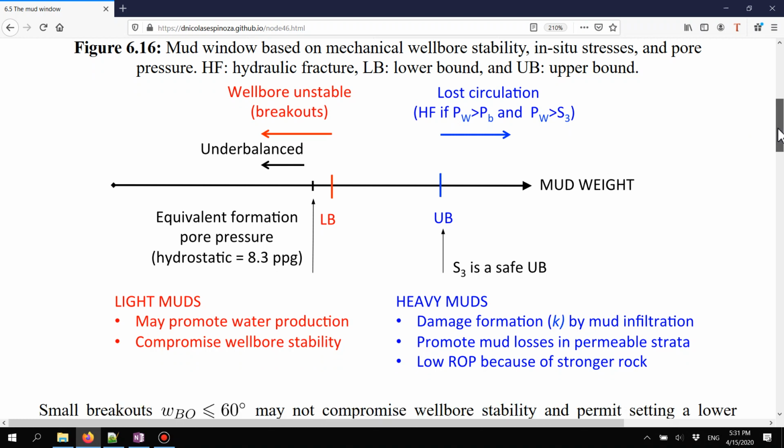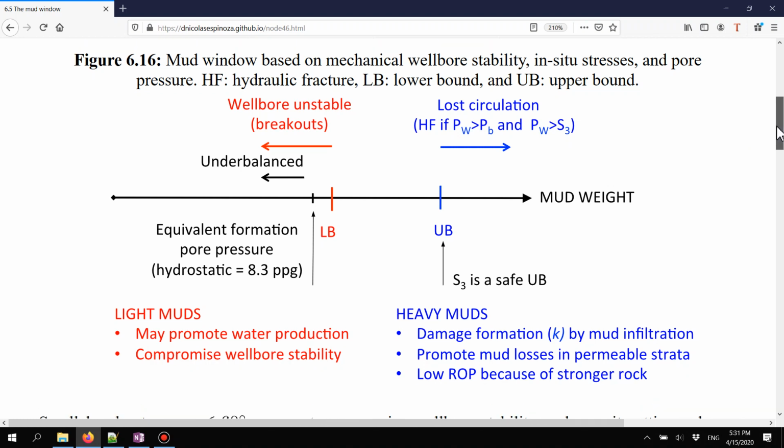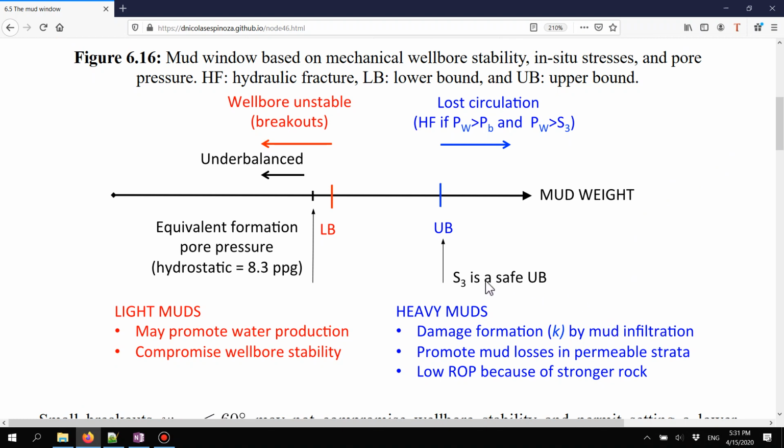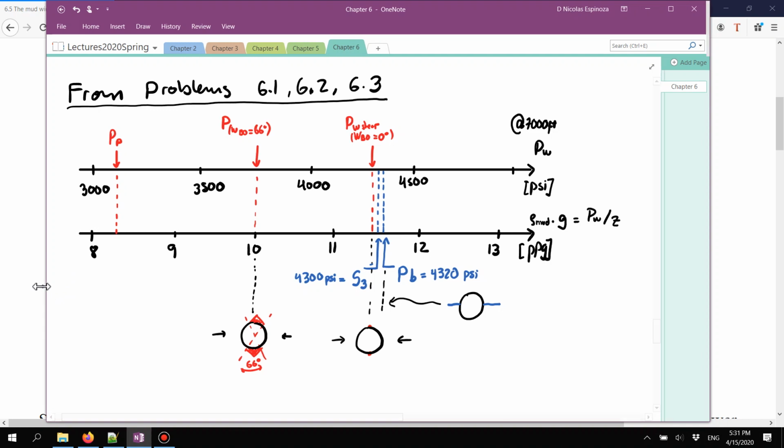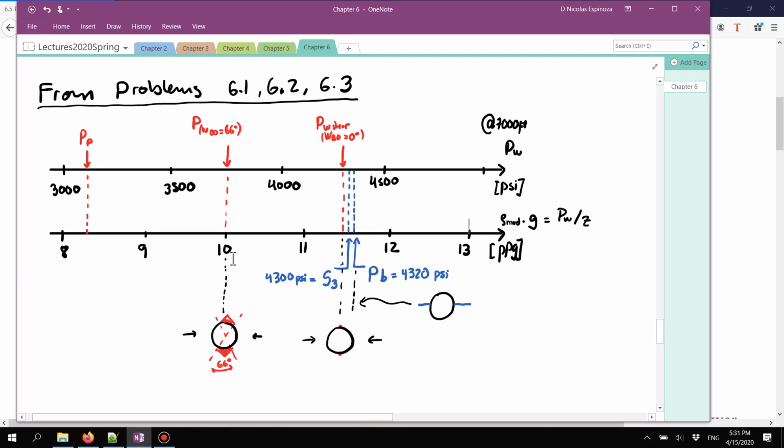All right, so let's see a practical example of the determination of the mud window. And in this case, we're going to use the examples that we were using before from problems 6.1, 6.2, and 6.3. In these three problems, we determine three values. First, PW shear, which is the pressure at which you will have a very tiny shear fracture around the wellbore. In problem 6.2, we determine what would be the breakout angle for a mud weight of 10 pounds per gallon. And at that point, we do have shear, but it's more or less controlled.